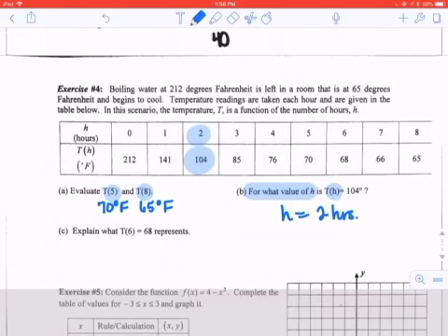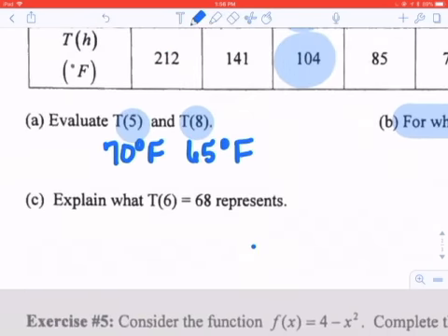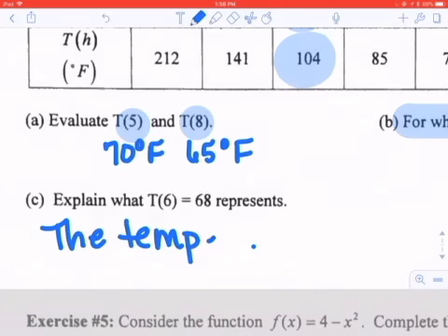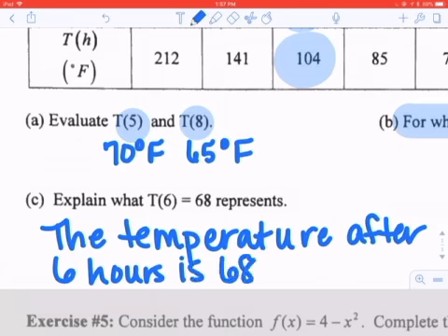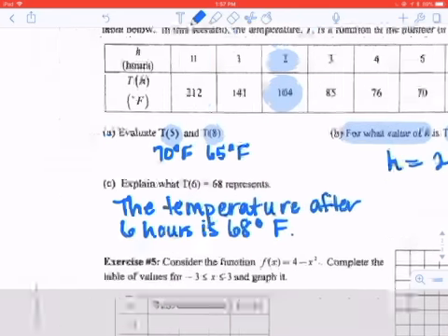And explain what T of 6 equals 68 represents. Well, what is 6? That's hours. What's 68? Temperature. So what does T of 6 equals 68 mean? It means the temperature after 6 hours is 68 degrees Fahrenheit.